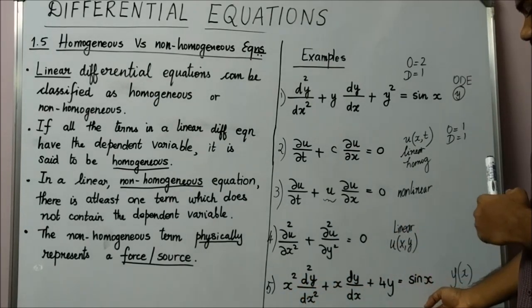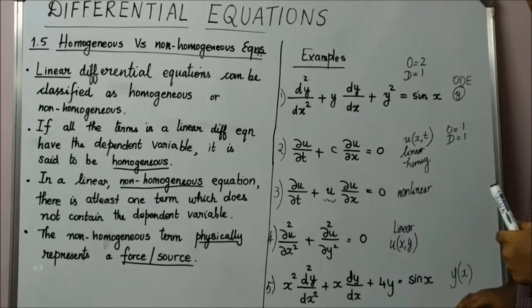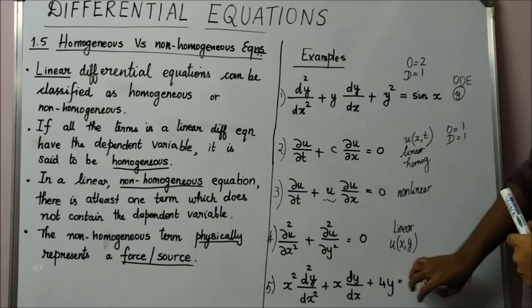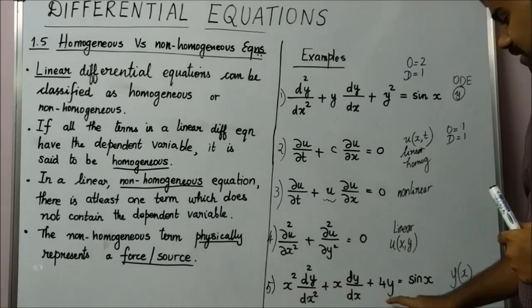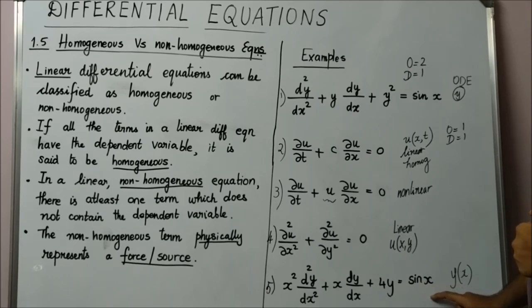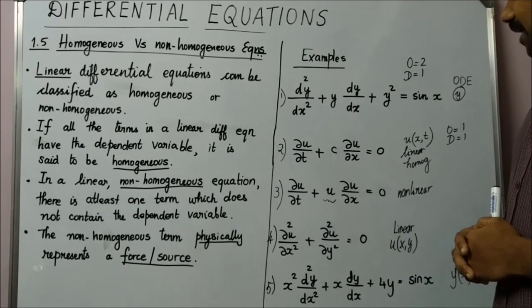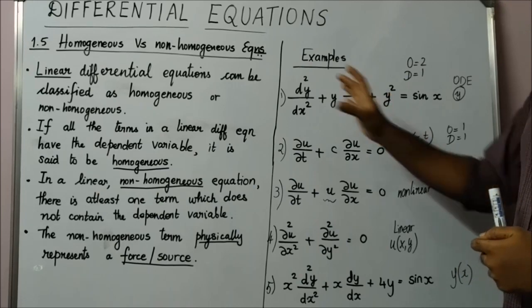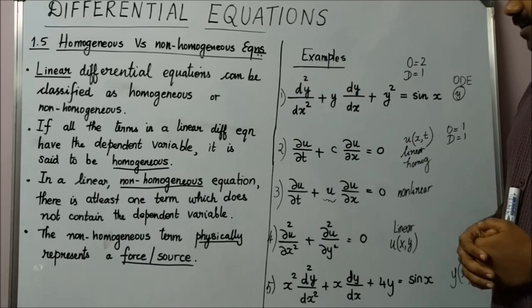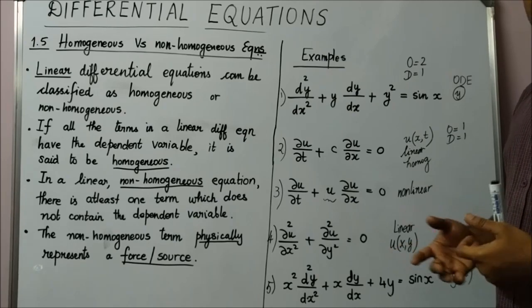Since it is linear, you can also say whether it is homogeneous or non-homogeneous. This is clearly non-homogeneous because of the presence of this term. All these three terms contain y, but this term is free of y. So this term is the non-homogeneous term. I hope this clarifies the definitions I had given so far for order, degree, linear, homogeneous, and so on.